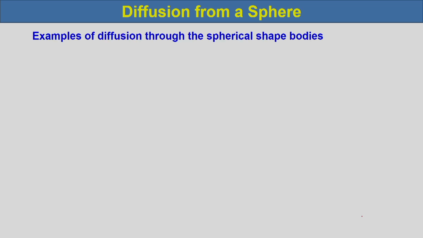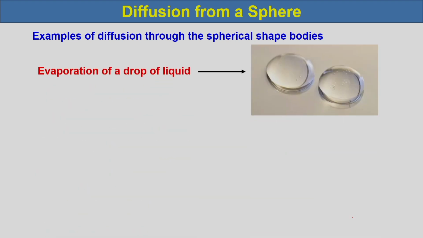Now, let us consider diffusion from a sphere, where the area will vary. Examples of diffusion through spherical bodies include the evaporation of a drop of liquid. If we take a drop of liquid and put it on a plane surface, the liquid droplet will slowly evaporate and its diameter will reduce slowly, and hence the area for the diffusion will also vary.